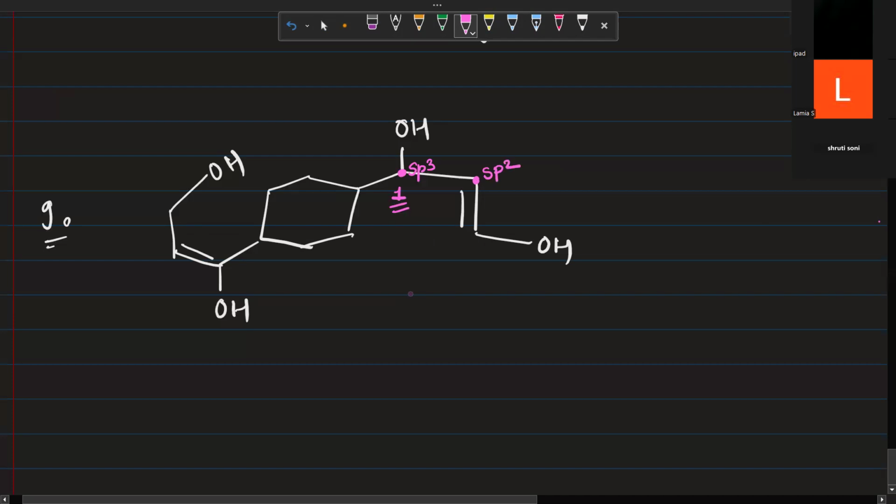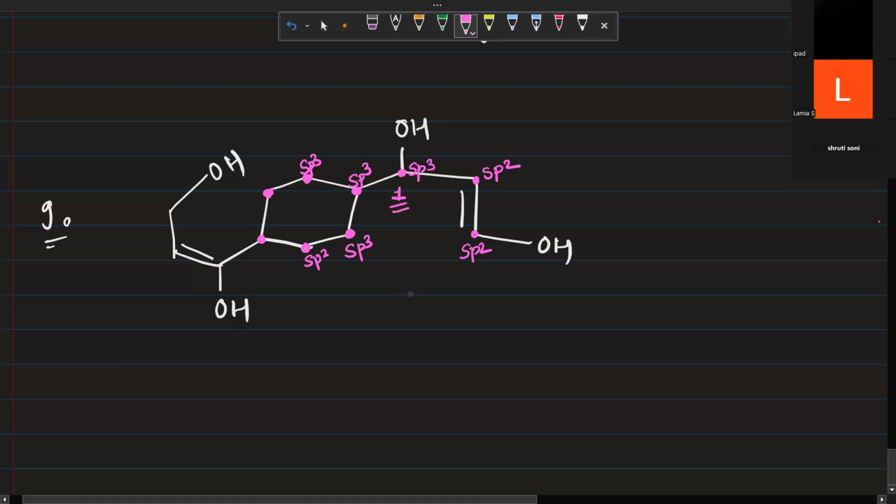This one, sp2. Yeah. Great. So now let's check for the first one. The OH is attached to which carbon? Tell me these two also. All of them have single bonds now. All the carbons in cyclohexane are sp3.